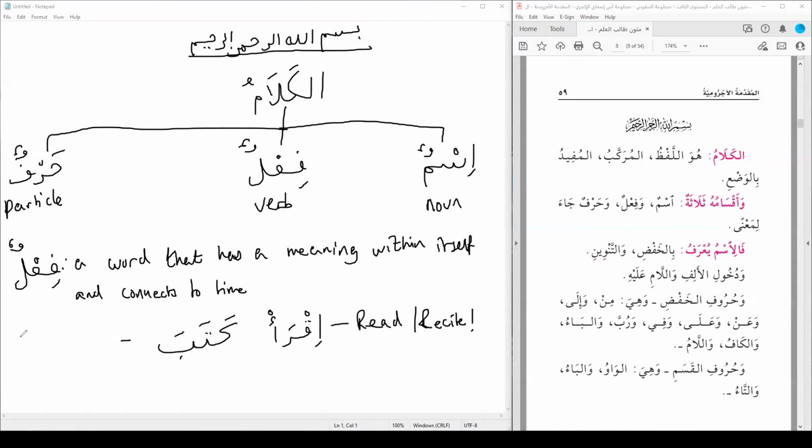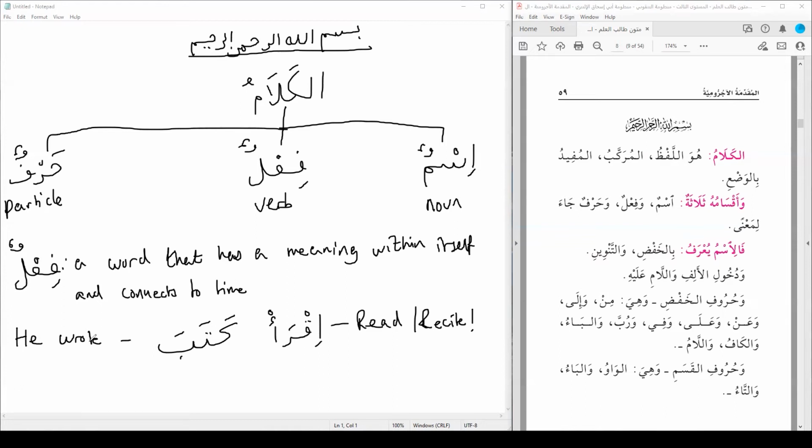Kataba means he wrote. So if someone says kataba, he wrote, this is past tense. It has the meaning of an action to take some sort of tool and to write on a page or something similar to that.